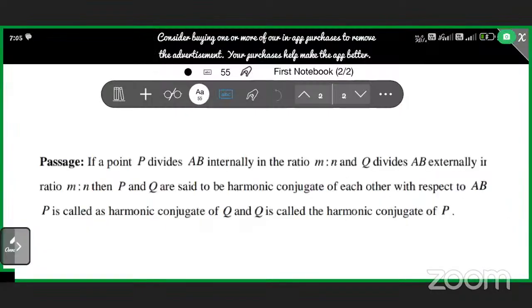Students, just a minute, I'll connect the mic. Is the audio clear, students?